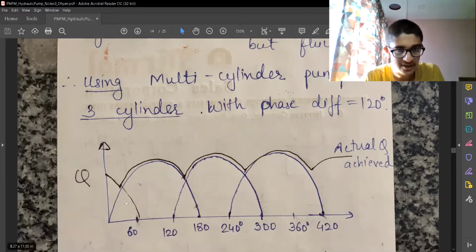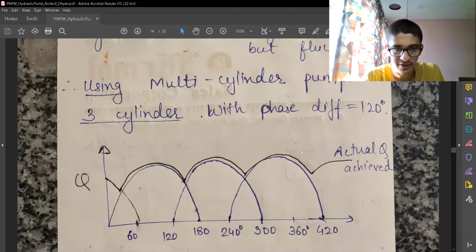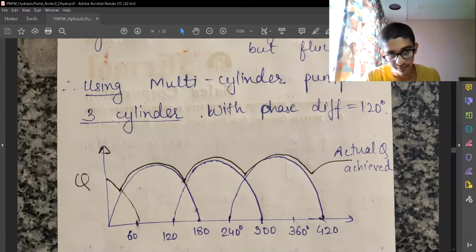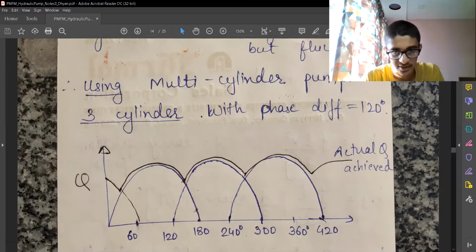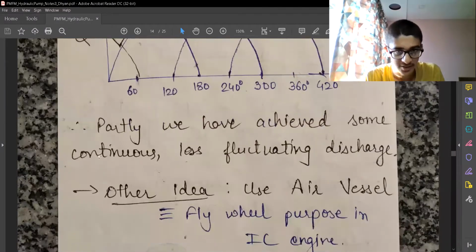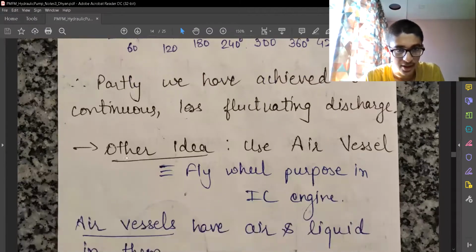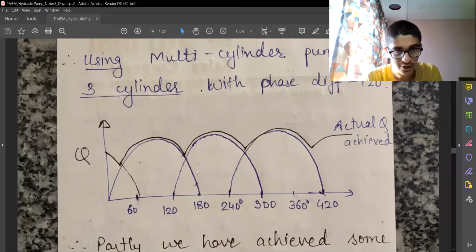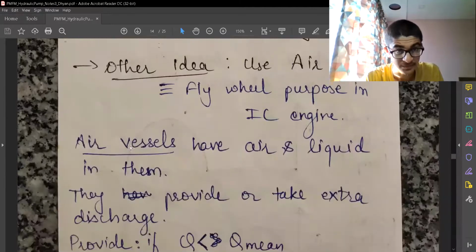If we have 3 cylinders with a phase difference of 120 degrees, then each single cylinder will have such a configuration. But when we add the flow rates from them, we'll have a more continuous and less fluctuating flow. So partly we have achieved some continuity and less fluctuation. Another idea is to increase the number of cylinders. We can put 3, 4, 5, 6 cylinders, and then we'll have more continuous flow.